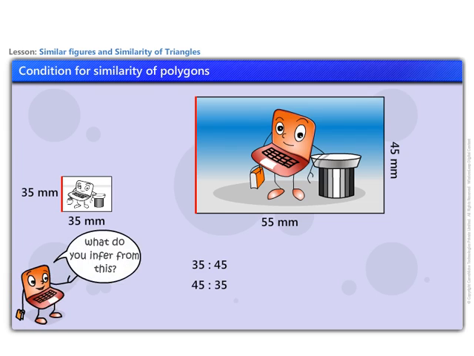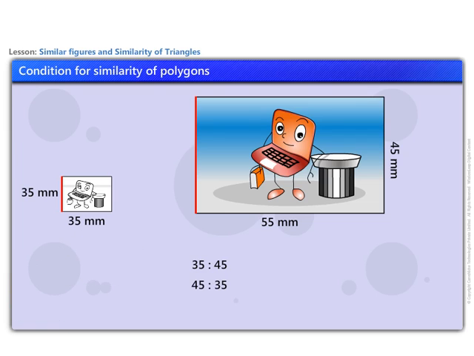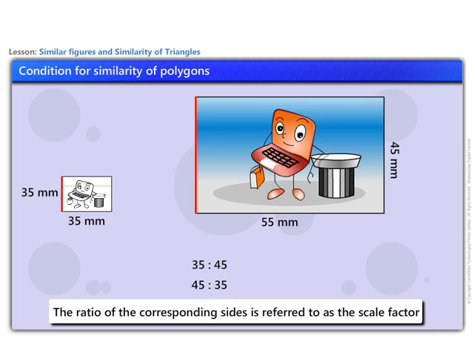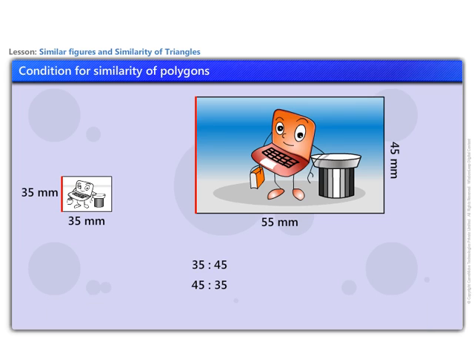What do you infer from this? Scaling is used here to change the size without changing the shape of the object. The ratio of the corresponding sides is referred to as the scale factor. Scaling multiplies the lengths of all line segments by the same number and produces a similar figure.